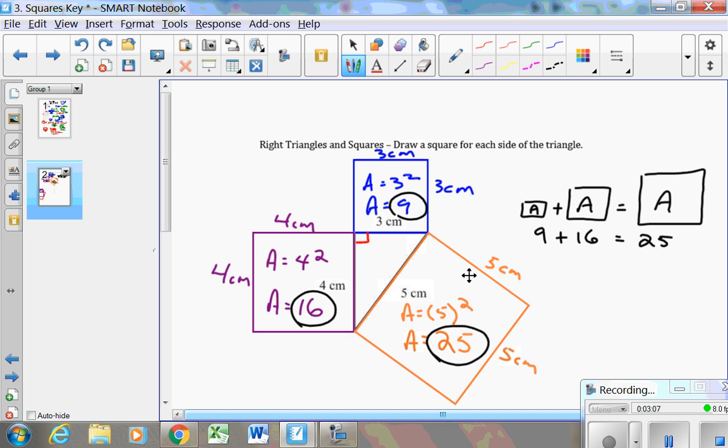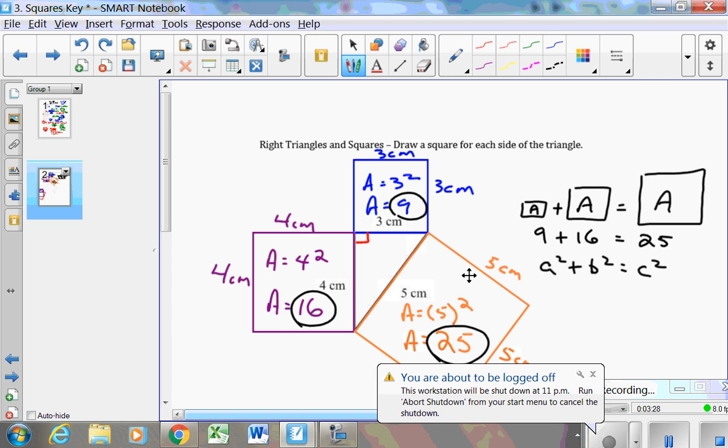If you think back to what you did before, you had a squared plus b squared equals c squared. The a squared is the area of the little square. The b squared is the area of the middle-sized square, and the c squared is the area of the big square. So the 2 little squares always add to equal the big square. So that's what we want to talk about.